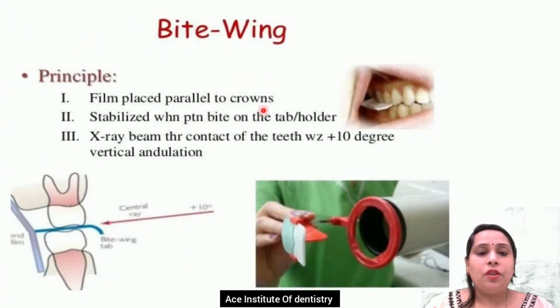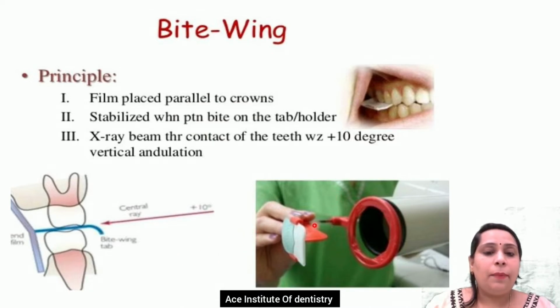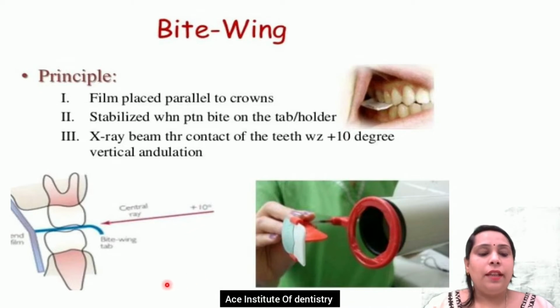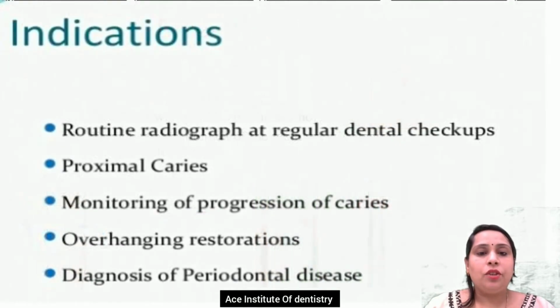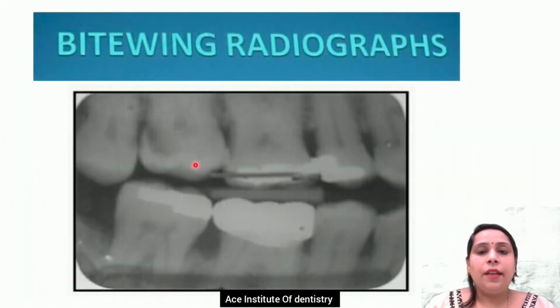Okay, how is the procedure of this? Just now we have seen this film holder. So you have to apply it like this. You have to place it, and the patient has to bite on this red plate, and focus the radiation. Then you'll get the bitewing. In bitewing, we'll be seeing the upper. I'll show this picture once again. See, we can see the upper teeth and the lower teeth. Especially these are best for proximal caries diagnosis.